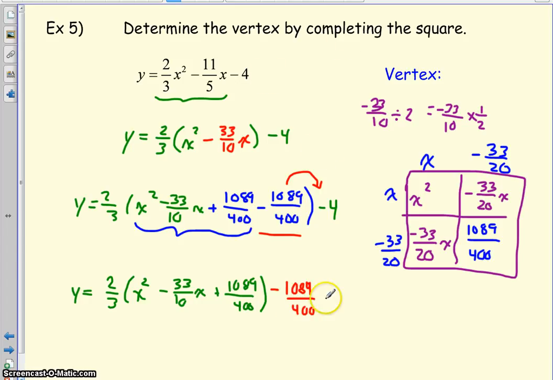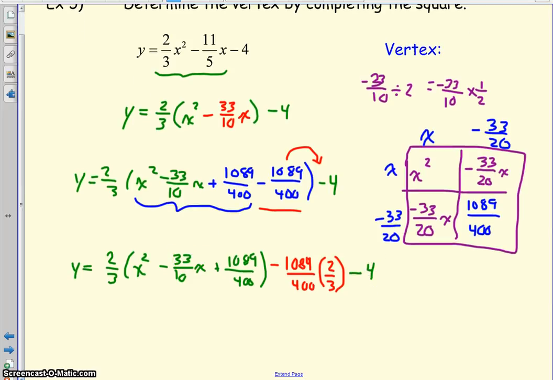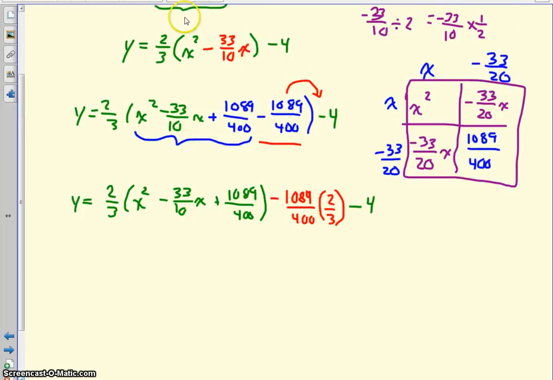Then we have to subtract 4, and then, sorry, before I subtract 4, of course, I have to multiply by the 2/3 that's out in front here. Okay, and then I can subtract the 4 that was out there originally. Okay, so we're actually almost done, as ugly as it looks.